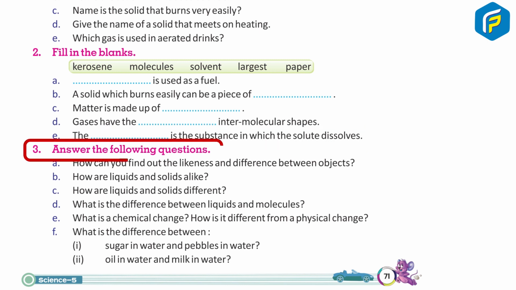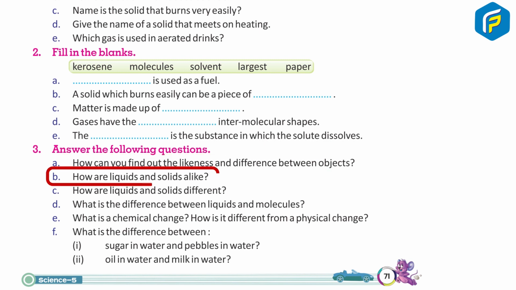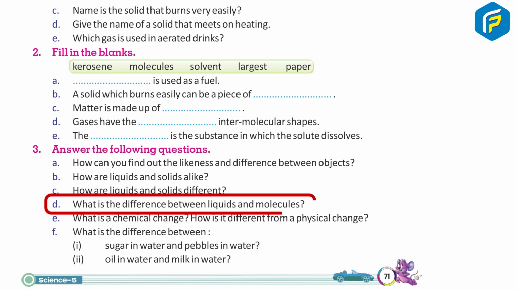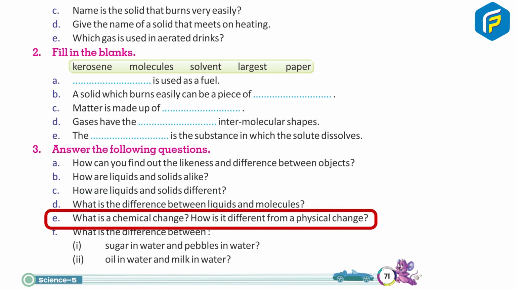3. Answer the following questions. A. How can you find out the likeness and difference between objects? B. How are liquids and solids alike? C. How are liquids and solids different? D. What is the difference between liquids and molecules? E. What is a chemical change? How is it different from a physical change?